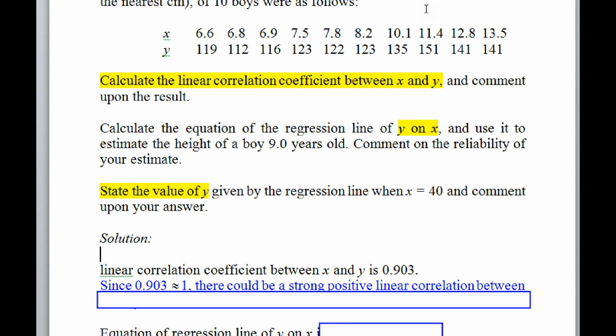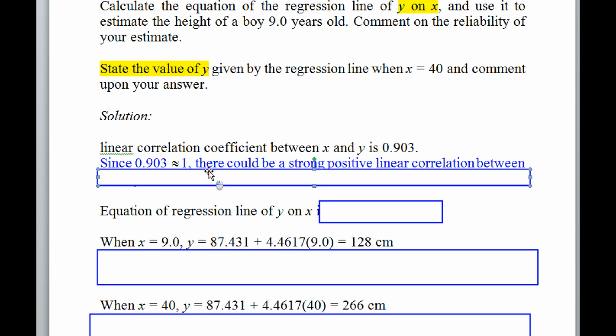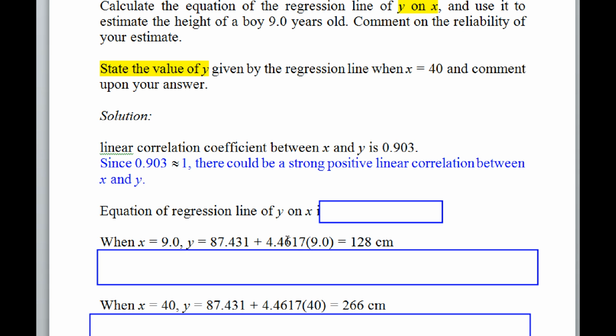Since 0.903 is approximately equal to 1, there could be a strong positive and linear correlation. It's strong because it's close to 1. Positive, of course. It's not negative 0.9. It's positive. That means X increase, Y increase. Linear, of course, when we say R, we always measure linear correlation. We don't measure anything other than that. So, between X and Y, of course.